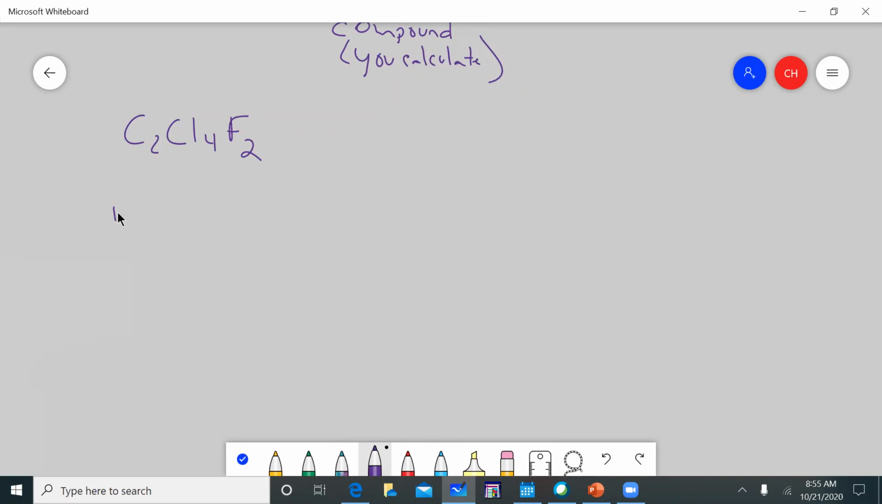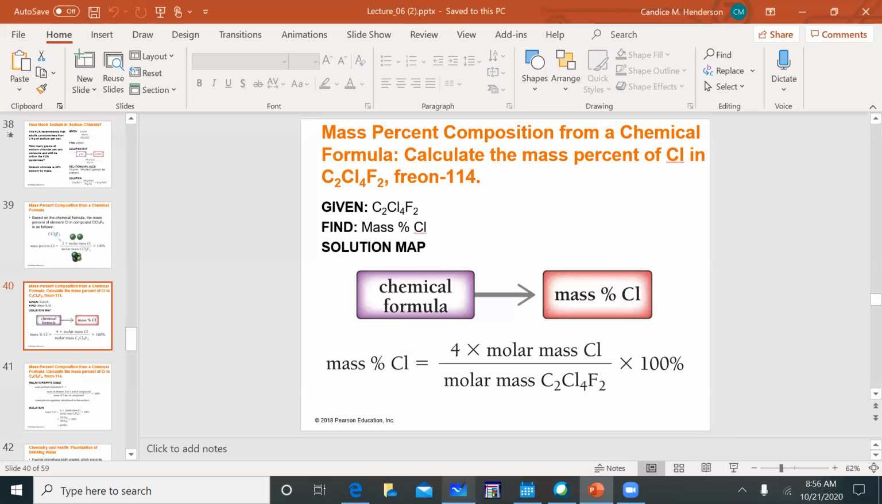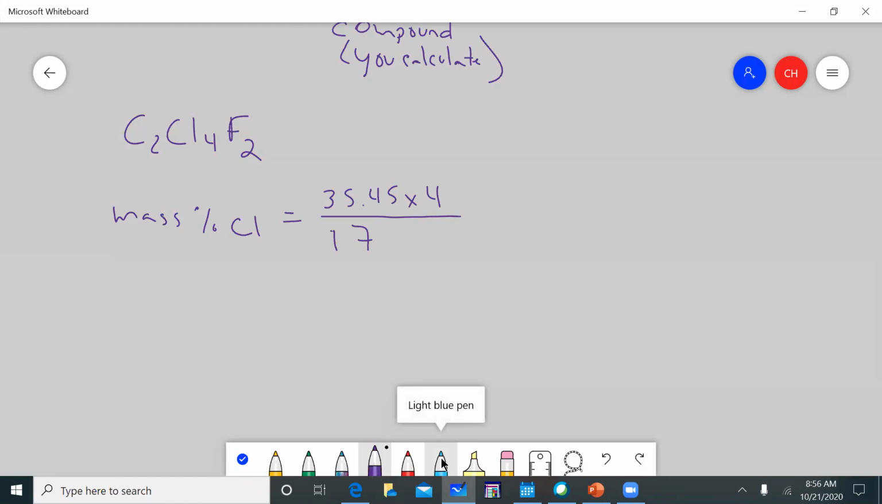Okay, so if we want to find the mass percent of the chlorine, I'm going to take the mass of chlorine, which is 35.45, and multiply it by 4 for that top value, because there are 4 of them. If it was just one chlorine, we would only have to do the mass of one chlorine. The molar mass of this whole thing, hold on one second, something's not right there. Let me just add it up.